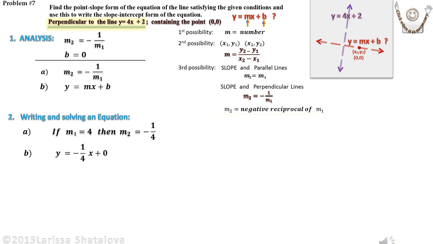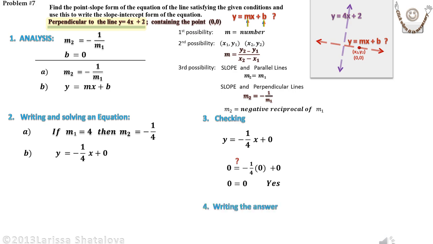Checking. In our equation, we can replace x and y by 0, 0 and check, is the left side equal to the right side? Yes, it is. So our equation is correct, and finally we can write the answer. y equals negative 1 over 4 x. We don't need to show the y-intercept because the y-intercept is 0.